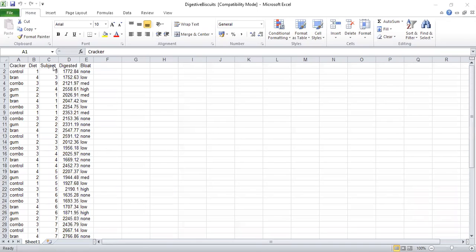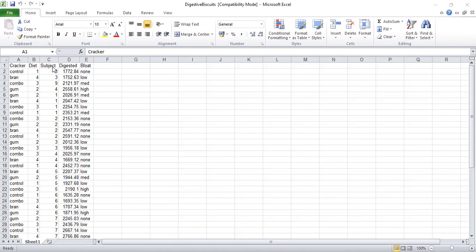You can choose others, subject and cracker, and also bloat and cracker, because bloat and cracker both are categorical variables. Only this digested part is a continuous variable. So you have to find out the categorical relationship between, like you can choose diet and bloat, subject and bloat, cracker and bloat. You can choose different types of independent categorical variables to find out the relationship between them.